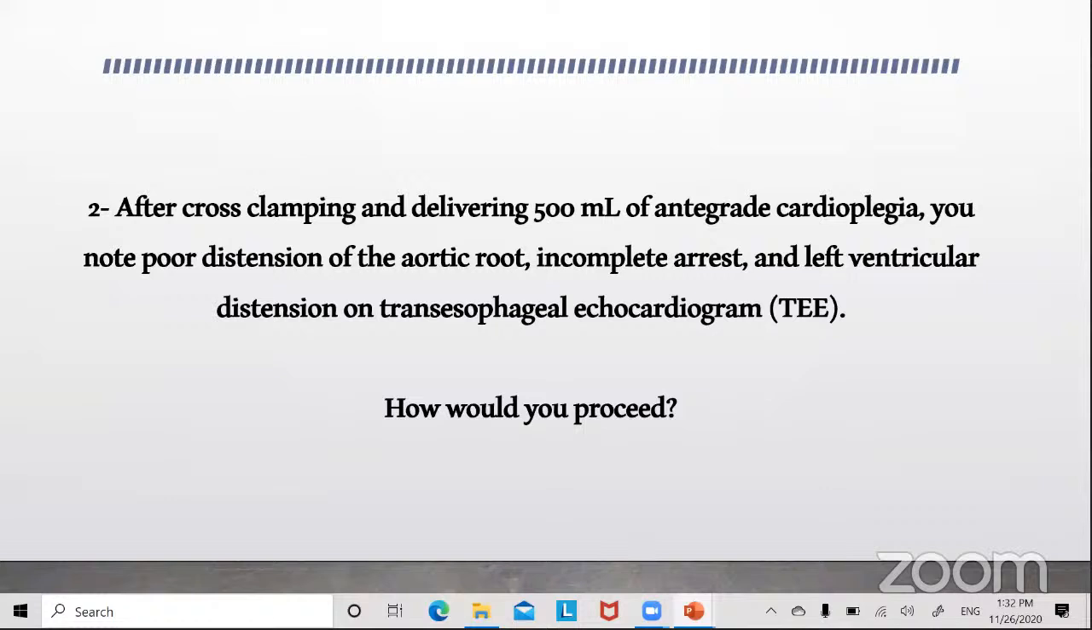Okay, so after cross-clamping and delivering 500 ml of antegrade cardioplegia, you note a poor distension of the aortic root, incomplete arrest, and left ventricular distension on the transesophageal echo. How would you proceed?